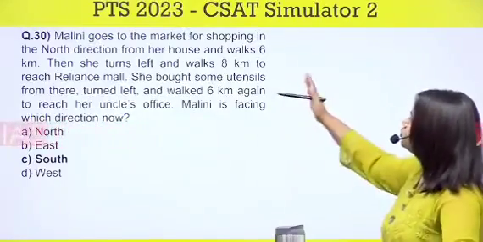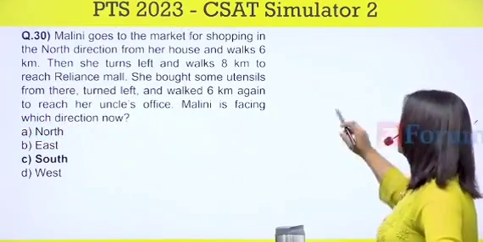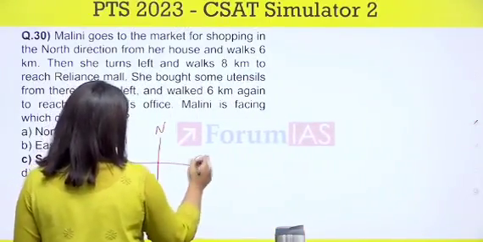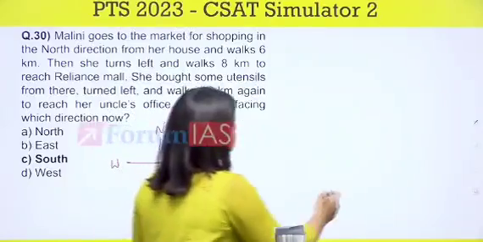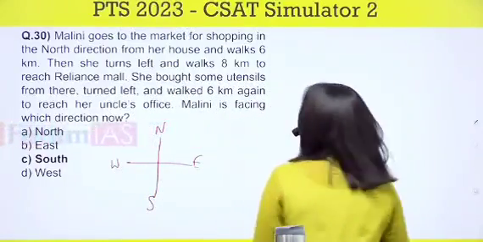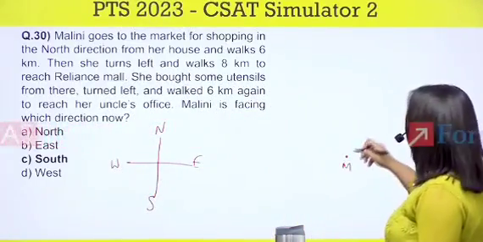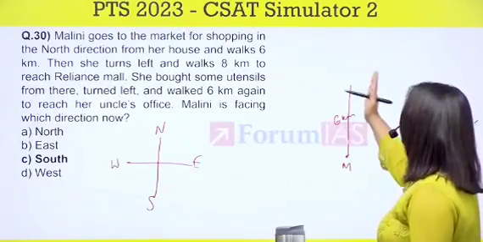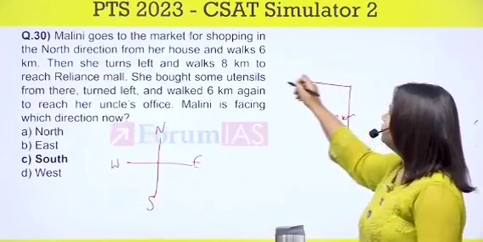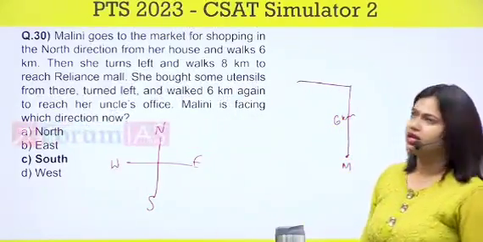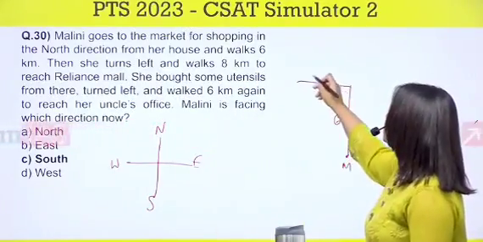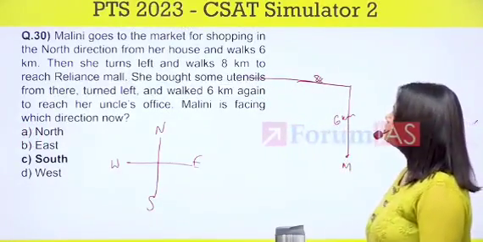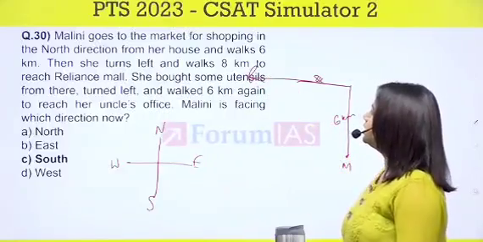What is happening? Malini goes to the market for shopping in the north direction. Whenever you get this, please remember north, south, east and west. So Malini is going to shop in the north direction and walks 6 kilometers. Then she turns left. If you are walking like this, you take a left. We always assume that the left and right turns are 90 degrees. So she turns left and walks 8 kilometers. 8 kilometers has to be more than 6 kilometers. And walks to reach the Reliance Mall. Okay, Reliance Mall was here.